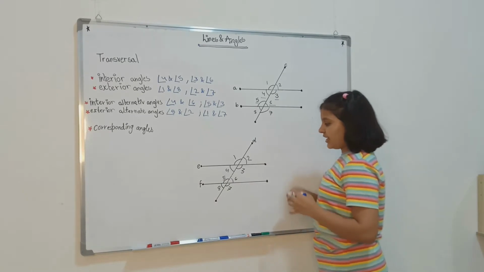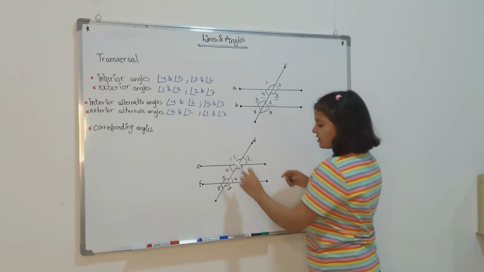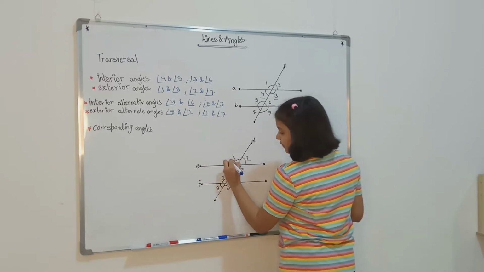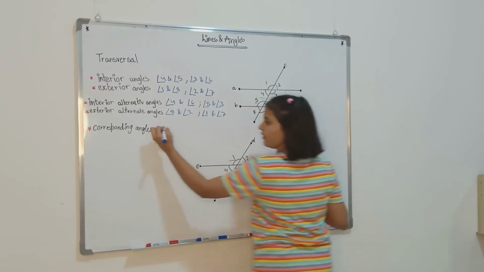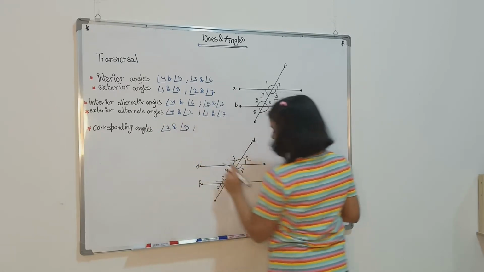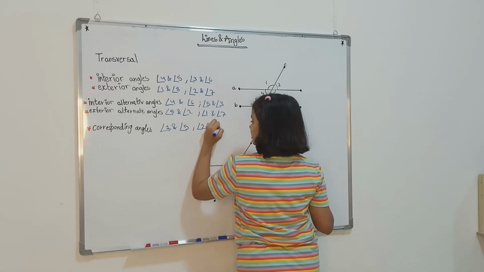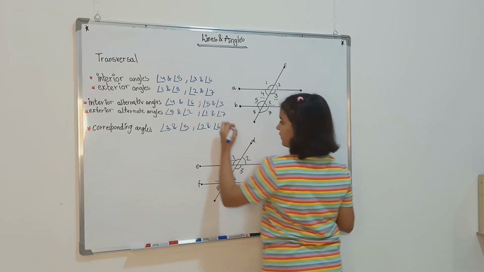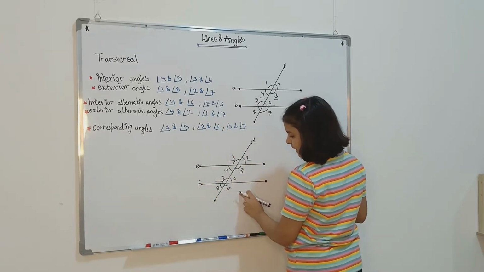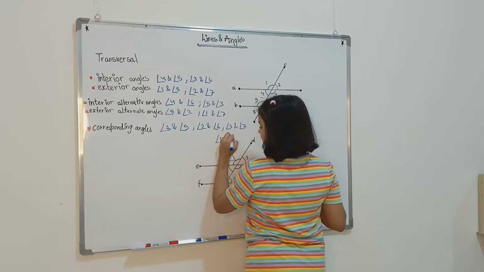Corresponding angles are formed by one interior angle and one exterior angle on one side of a transversal line. Like corresponding angles are angle 1 and angle 5, angle 2 and angle 6, then angle 3 and angle 7, and the last pair of angles are angle 4 and angle 8.